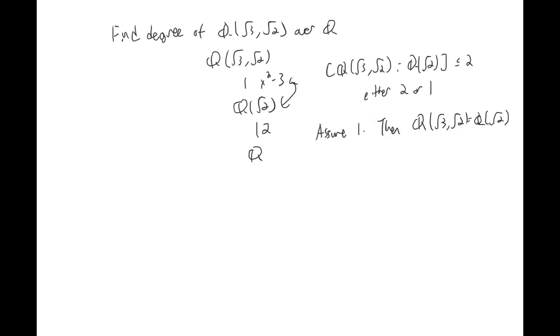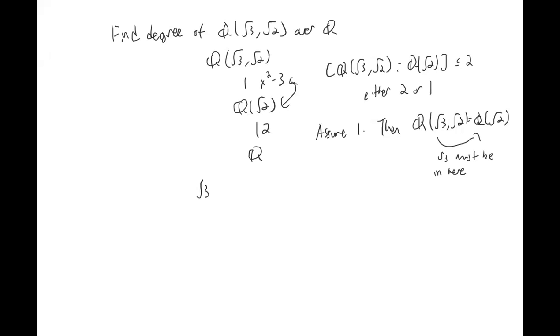Does everyone agree with the argument? So if these two fields are equal, root 3 must be in here, right? Since these two sets are equal and one of the sets has root 3, then the other set must have root 3, right? So we could check that this isn't possible, right?